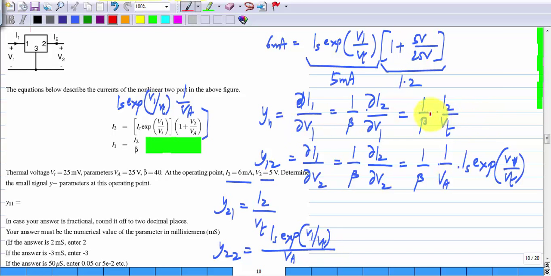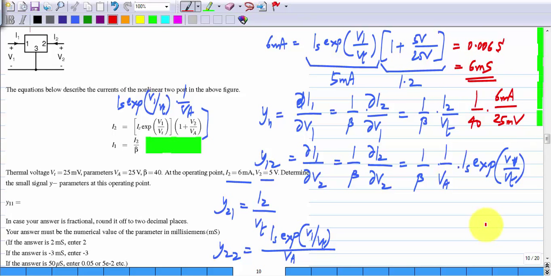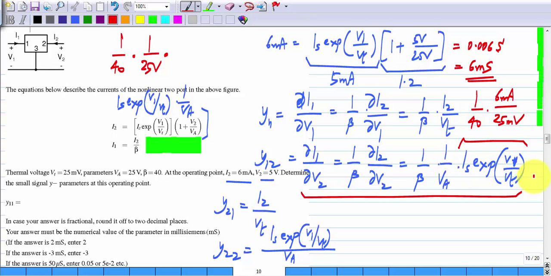So for y11 we have 1 over beta, which is 1 by 40, times I2 by Vt. I2 is 6 milliamps and Vt is given to be 25 millivolts. So what does this give you? This gives you 0.006 Siemens or 6 millisiemens. And y12 is this, which is 1 over beta, which is 1 by 40, times 1 over Va, which is 1 by 25 volts, times Is exponential V1 by Vt, which we know is 5 milliamps. And this is 0.005 millisiemens or 5 microsiemens.